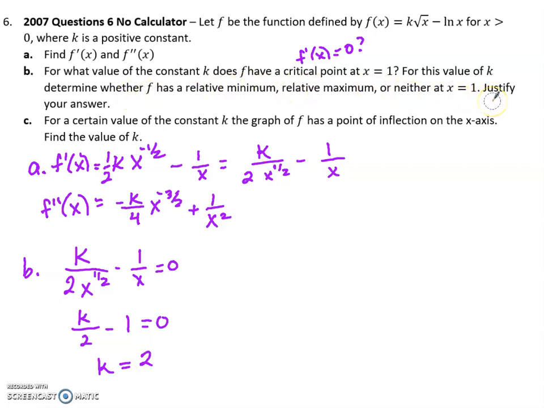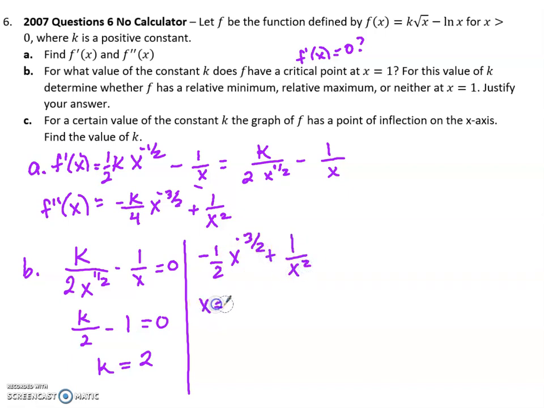Okay, so now that I know that k is 2, I need to know if that's a max or a min or neither. So I think one of the easiest things to do then is to plug the value back into the second derivative and see if it's concave up or down. So that's what I did. I'm going to plug in the 2 for k because now I know that that's true. If I plug in a 2 here, I hope everyone sees this is really -1/2. So I have -1/2 x to the -3/2 plus 1 over x to the second.